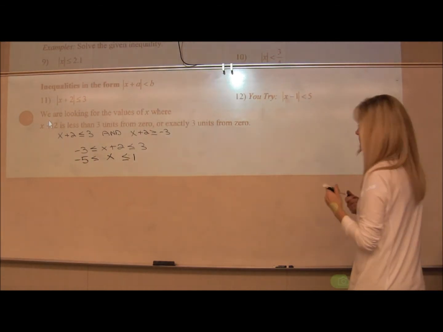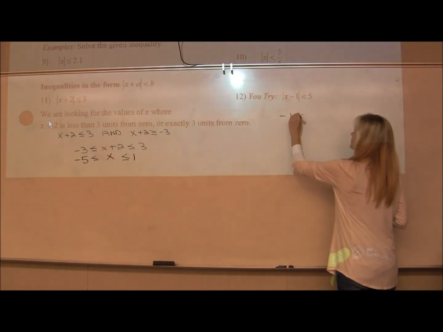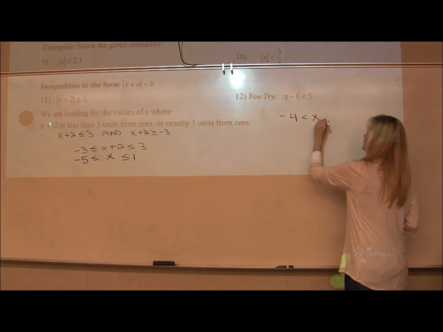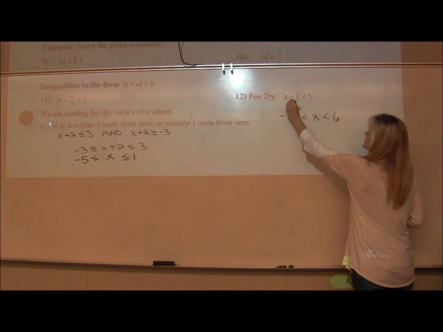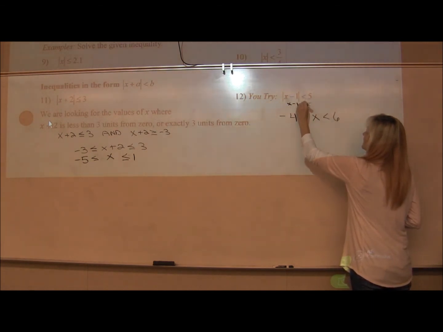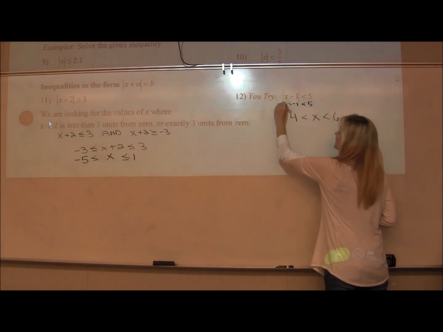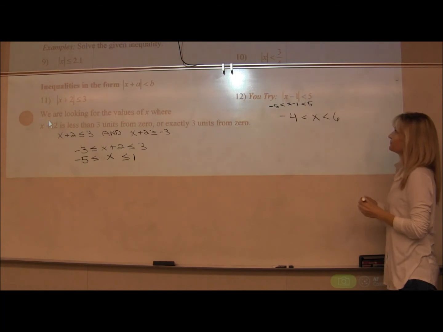Yes. Negative 4 is less than x and 6 is greater than x. Yeah. There it is. Because this is x minus 1 is less than 5 and greater than negative 5, and then we're just adding 1 to both sides. Okay?